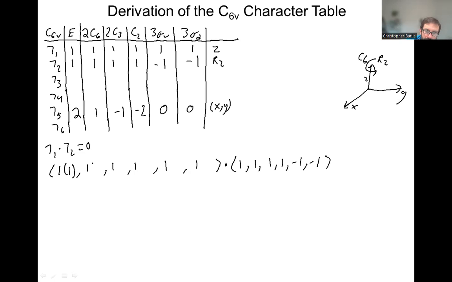There's 2 operations in the C6 class, so we multiply by 2. 2 operations in the C3 class, so we multiply by 2. 1 operation in the C2 class, so we multiply by 1. 3 operations in the 3 sigma v class, so we multiply by 3. And 3 operations in the sigma d class, so we multiply by 3. And then we see if this is equal to 0. I'm just going to simplify this out. So undo our multiplications here.